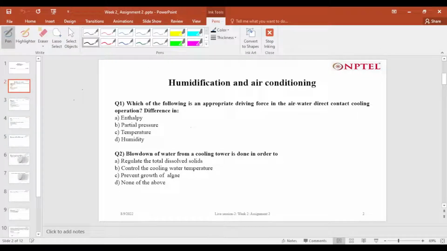Question one: which of the following is an appropriate driving force in an air-water direct contact cooling operation? Difference in... Can anybody tell the answer to this question? Is appropriate? Okay, right. All of it clear?